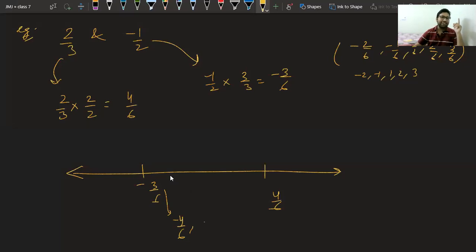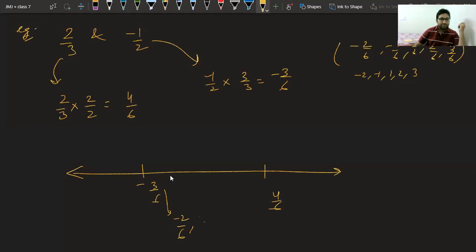It is wrong. After minus 3, the larger number is what? After minus 3, the larger number is minus 2. I was joking. I did it by mistake. So I can also make a mistake now.